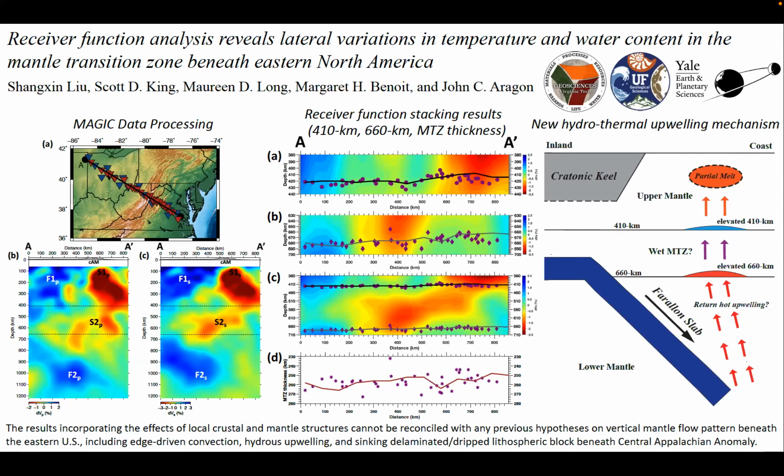So based on our new results, we propose a new deep Earth vertical mantle flow hypothesis, which is related to the deep Farallon slab. We call the new mechanism the hydrothermal upwelling mechanism.